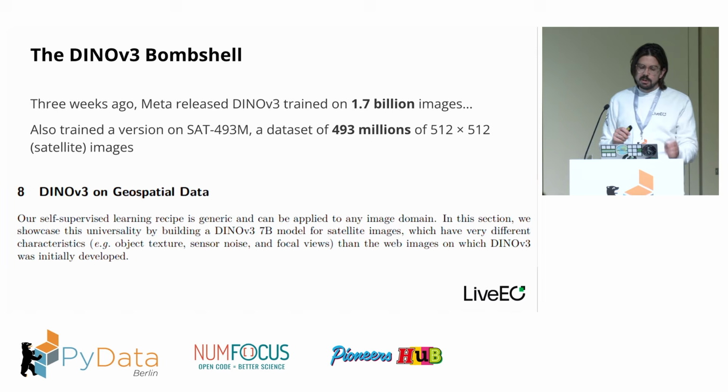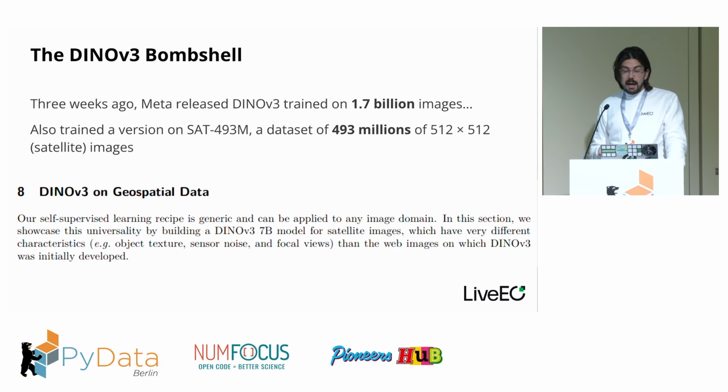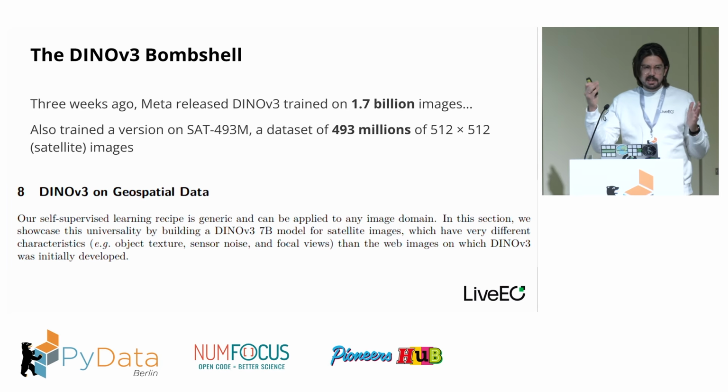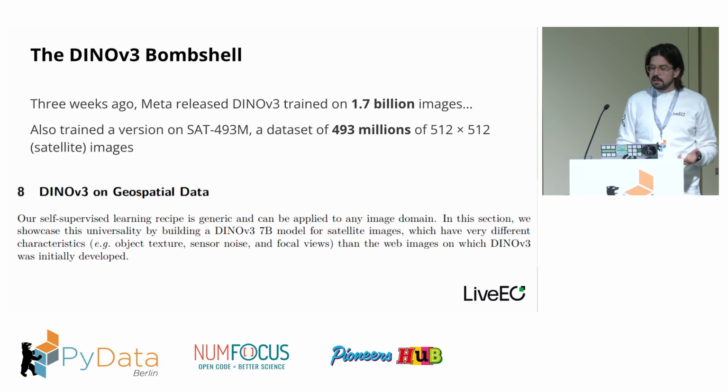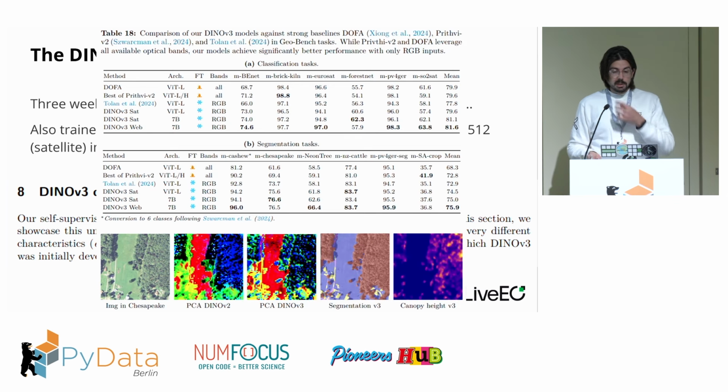They also trained a version on a satellite imagery data set that contains 493 million images. We have 1,600 labeled images. They trained this on 500 million images. It's an enormous model. And they actually have an entire section in the paper on geospatial data. So it's very interesting to see that the big players like Meta are also jumping into this geospatial world at the moment.